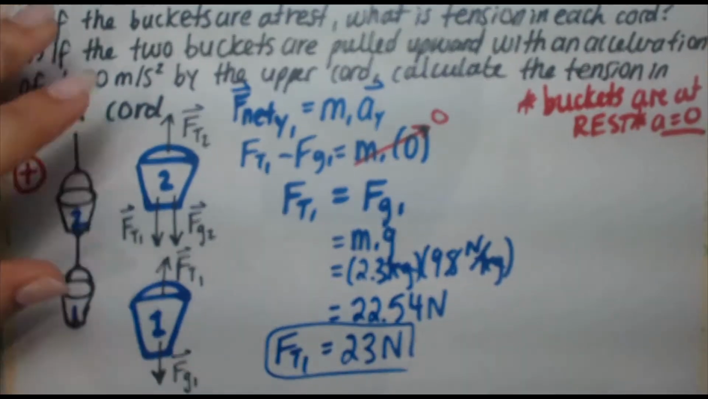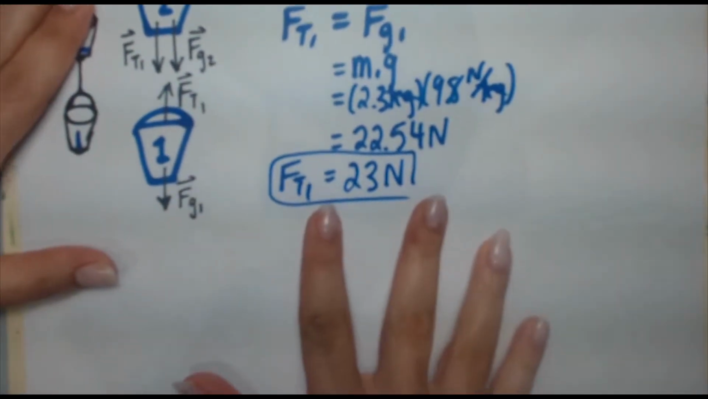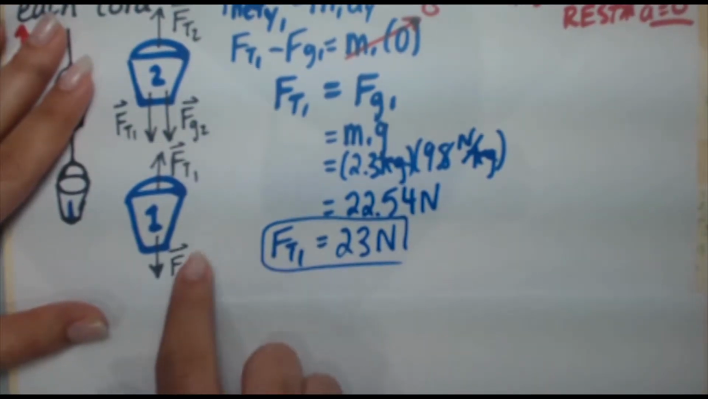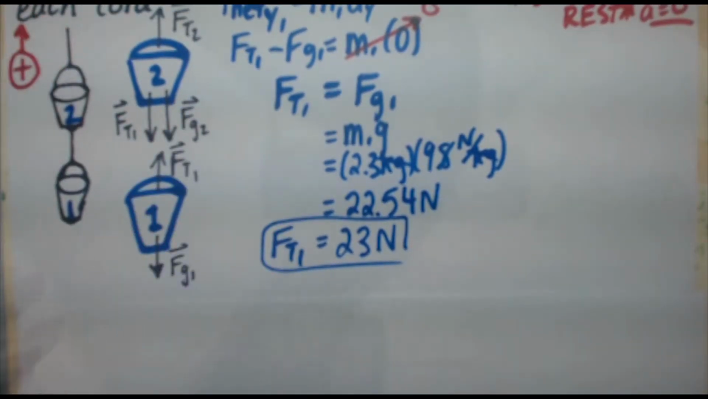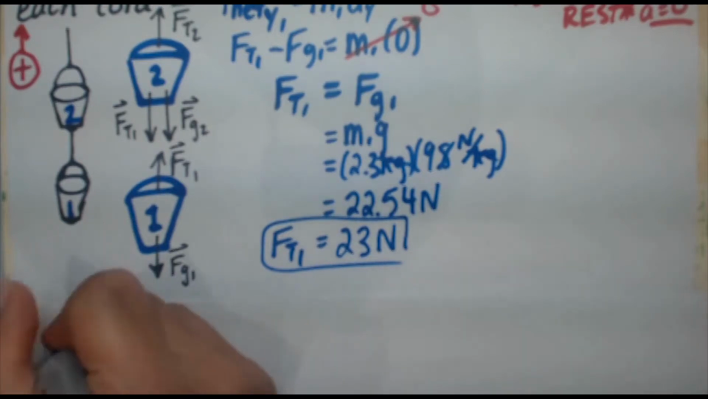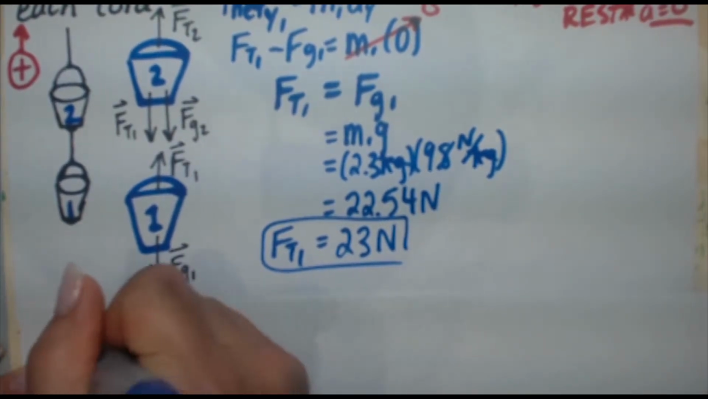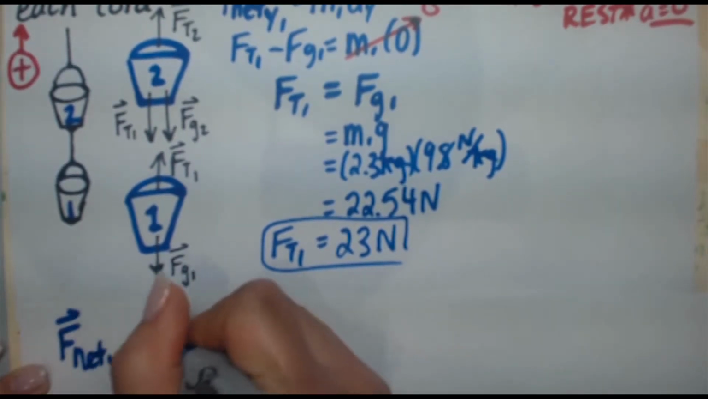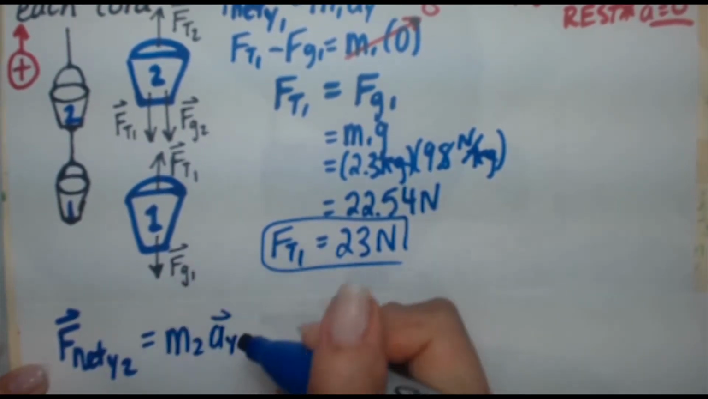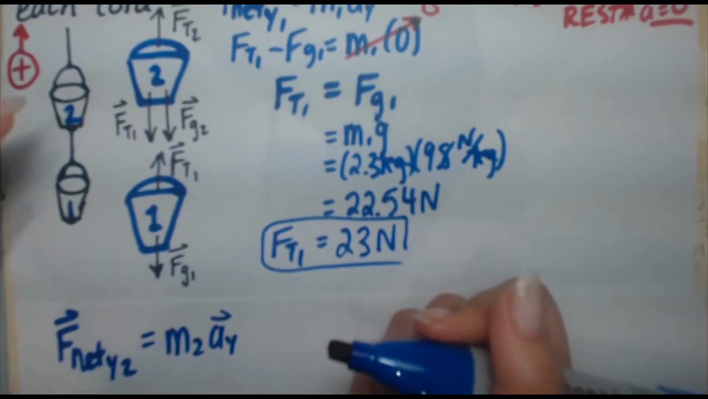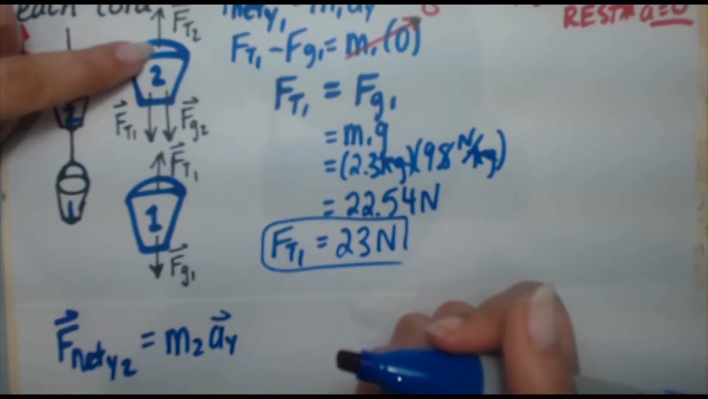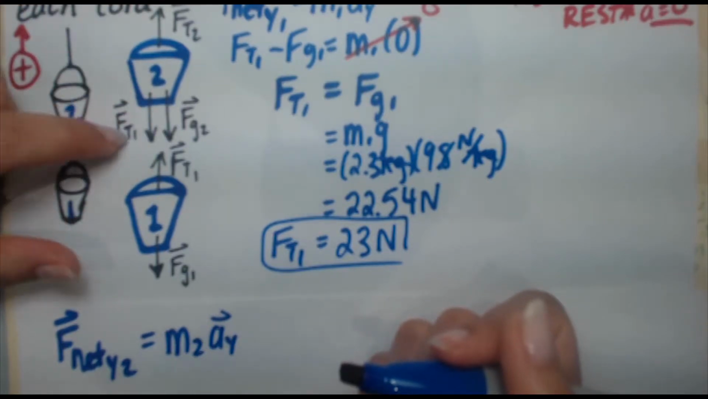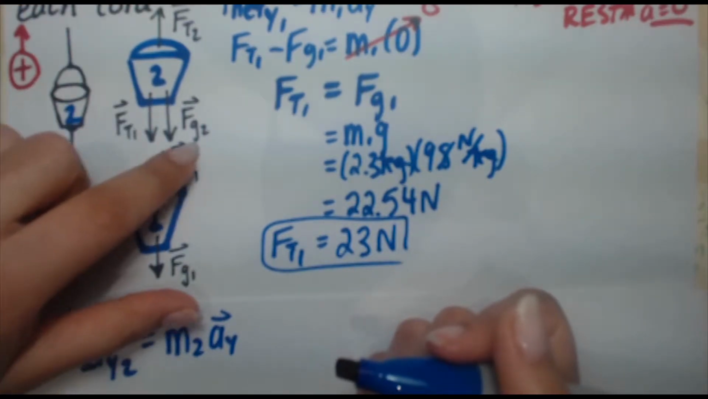Let's do that on another sheet because we're getting a little bit packed here. Actually, let's do this so you can still see the free body diagram. We're going to do the same thing. We're going to say F net in the y direction for object 2 is equal to the mass of object 2 times acceleration in the y. Hopefully you already see where this is going. For object 2, we've got one force in the positive direction, Ft2, and two forces in the negative direction, Ft1 and Fg2.